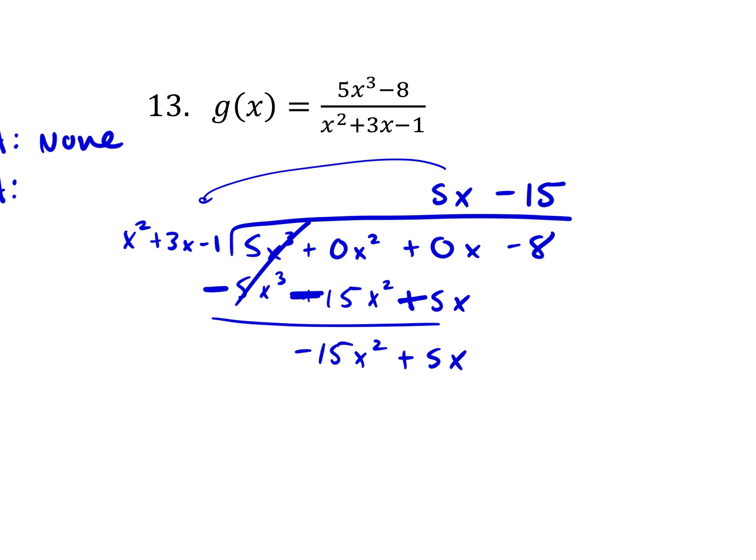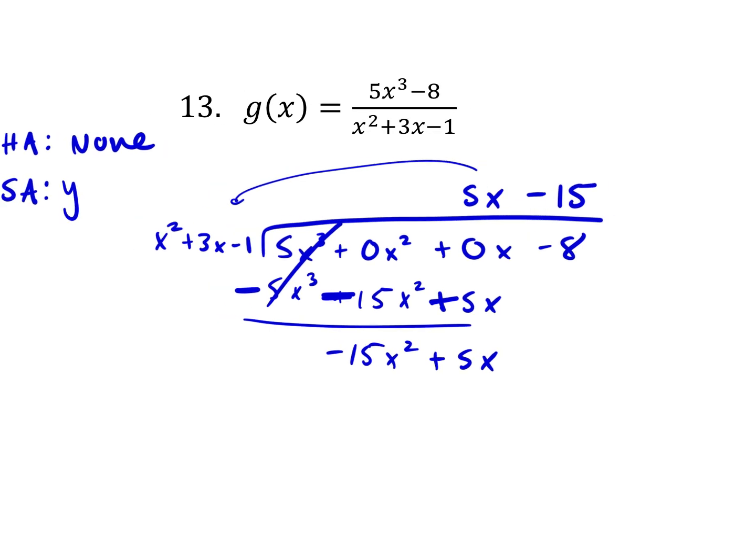Do I need to keep going? No, once you have your x term and your constant, you can stop. Everything else would be our remainder, and you just get rid of the remainder for your slant asymptote. How would I write my slant asymptote? Awesome. Y equals 5x minus 15.